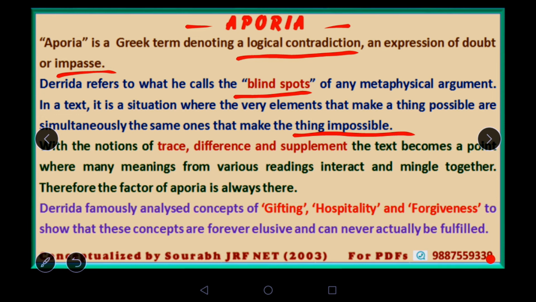Text becomes a point where many meanings from various readings interact, mingle together, and it is impossible to reach one particular conclusion. So the factor of aporia is always there. Derrida famously analyzed concepts of gifting, hospitality, forgiveness, mourning to show these concepts are forever elusive and can never actually be fulfilled. He says, is what we gift a gift given intentionally, or is it some sort of giving something with the intention of taking it back? So what is basically a gift? Similarly, he talks about mourning, or he talks about forgiveness.